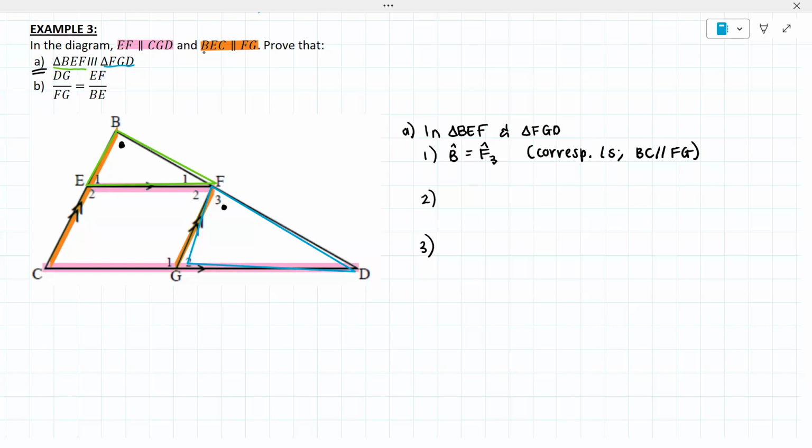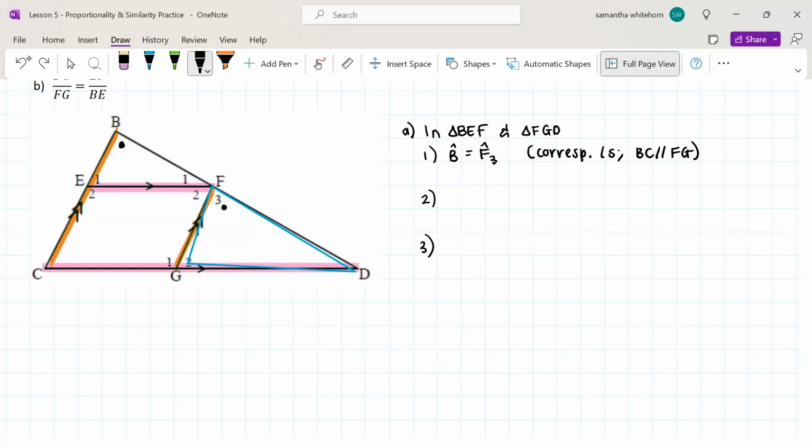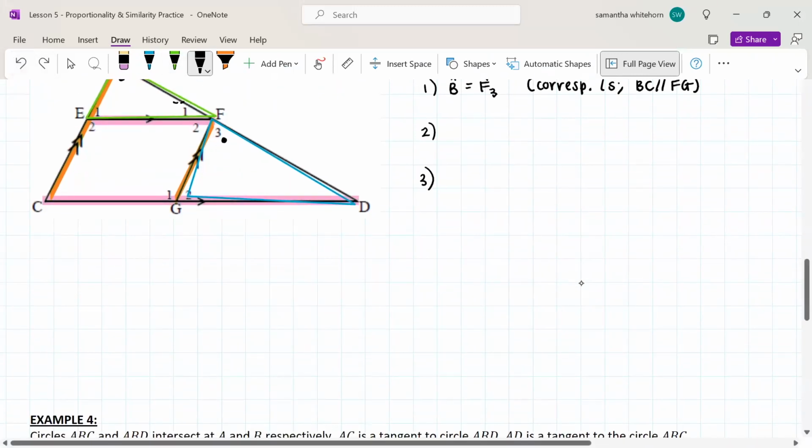Right, if you now go and have a look at the pink parallel lines, F1, wait, trying not to lose my cool with technology, but it's very hard.